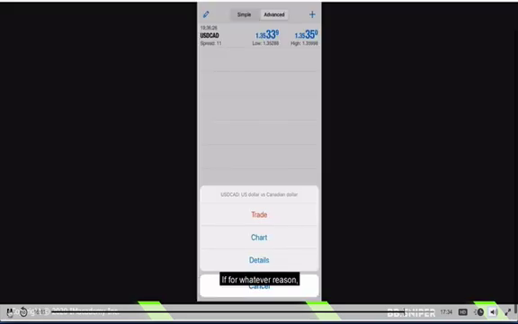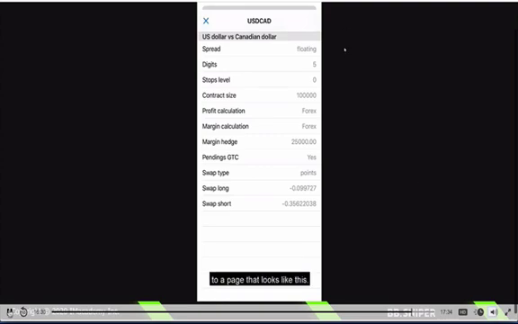If for whatever reason you have a difficult time finding the details related to the swap, what you can do on a mobile device is click on whatever it is that you're trading, and then go to details. And it's going to bring you to a page that looks like this.